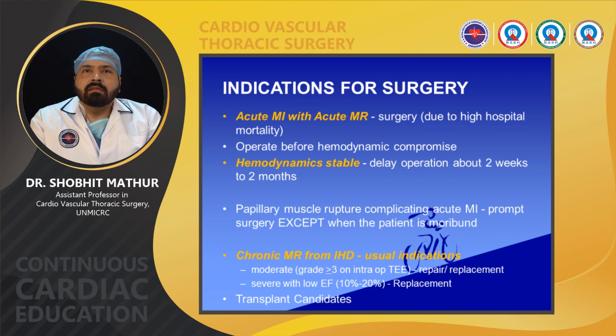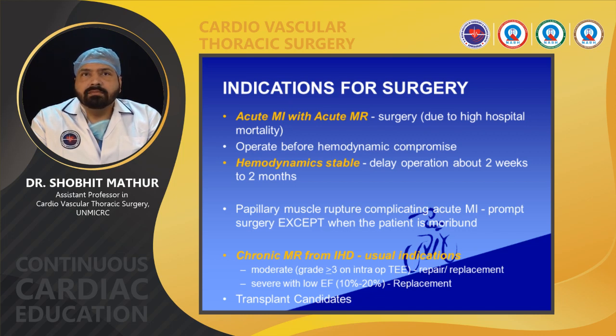So now I'll be summarizing the indications for surgery, and we'll be very specific with the indications. Acute MI presenting with acute mitral regurgitation, the surgery has to be done early. Operate before hemodynamic compromise sets in. Why? Because that reduces the in-hospital mortality. Otherwise, once the hemodynamic compromise sets in, the hospital mortality is very high. If the patient is hemodynamically stable, then we can think about delaying the operation, say for about 2 weeks to 2 months.